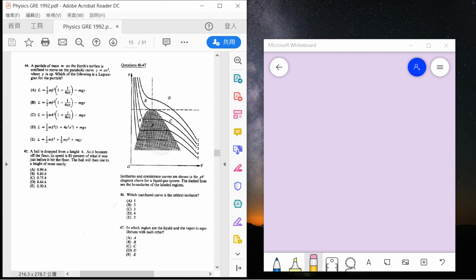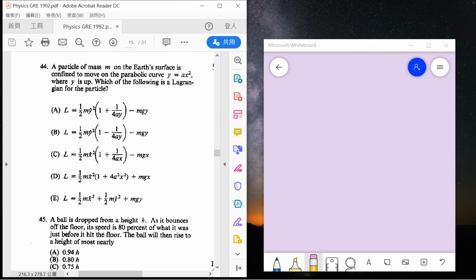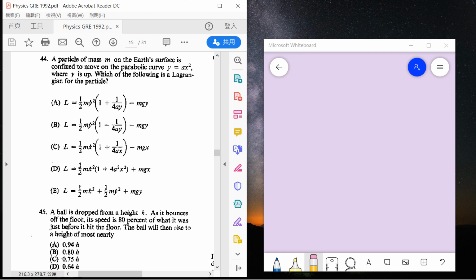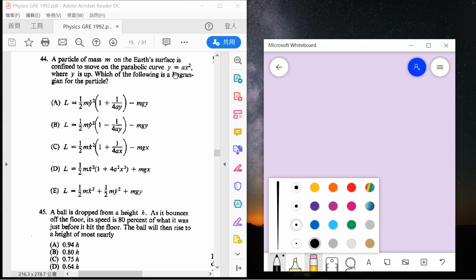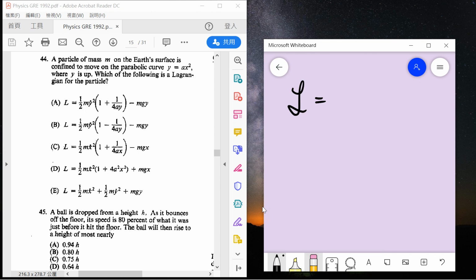Okay, so 44 says that a particle of mass m on Earth is confined to some parabolic curve y equals a x squared, where y is up, and asks which Lagrangian. Okay, I'm learning algebraic geometry now, so in this kind of curve what I see is an algebraic curve. Never mind it. So Lagrangian means what? Lagrangian means kinetic energy minus the potential.